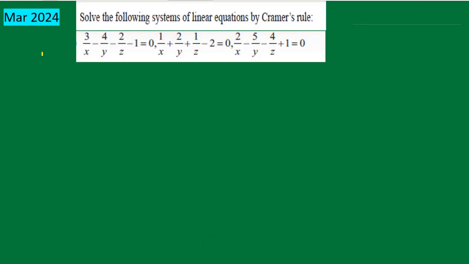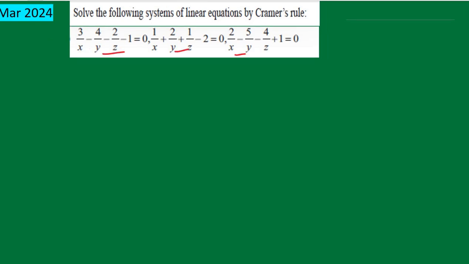Another important question solved by using Cramer's rule is a 5-mark question. 3 linear equations are given and the equations are of the form 1 by x, 1 by y, 1 by z. Equations are in the form of 1 by x, 1 by y and 1 by z.